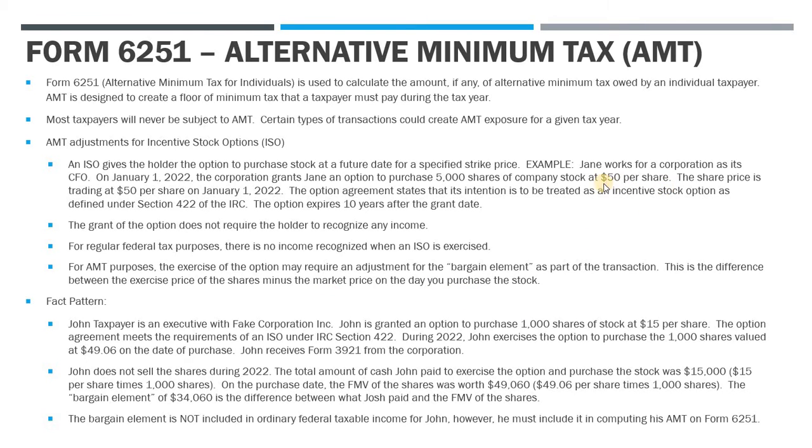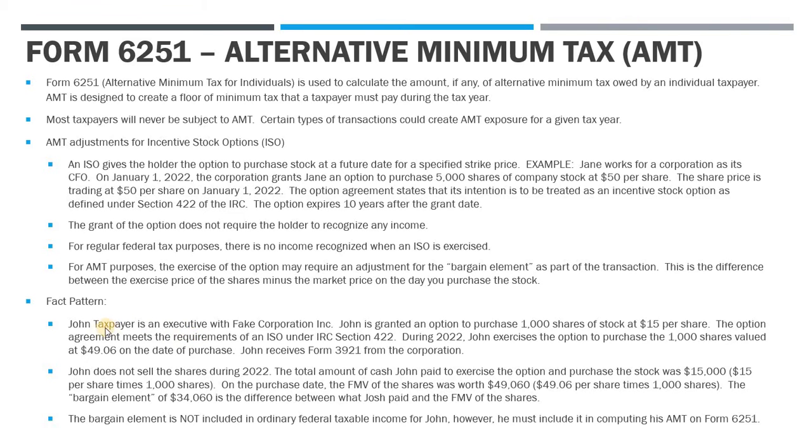So in Jane's example, remember, she can buy it at $50 per share. If the market price in 2 years appreciated to $80, she can buy an $80 stock for $50 per share, right? That's what the option gives her the ability to do. So the bargain element there would be $30 per share, right? And that is the piece that is the AMT adjustment. Again, no income recognition for federal income tax purposes, but for AMT purposes, you need an adjustment for that bargain piece of the transaction.